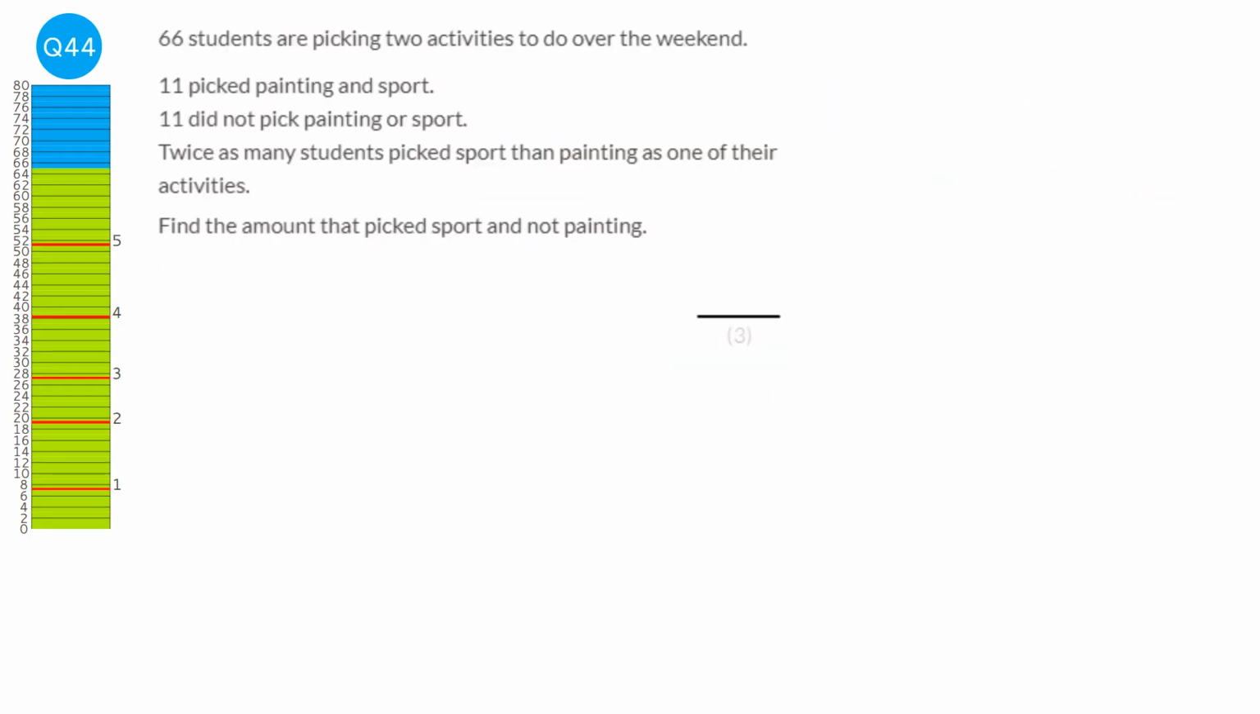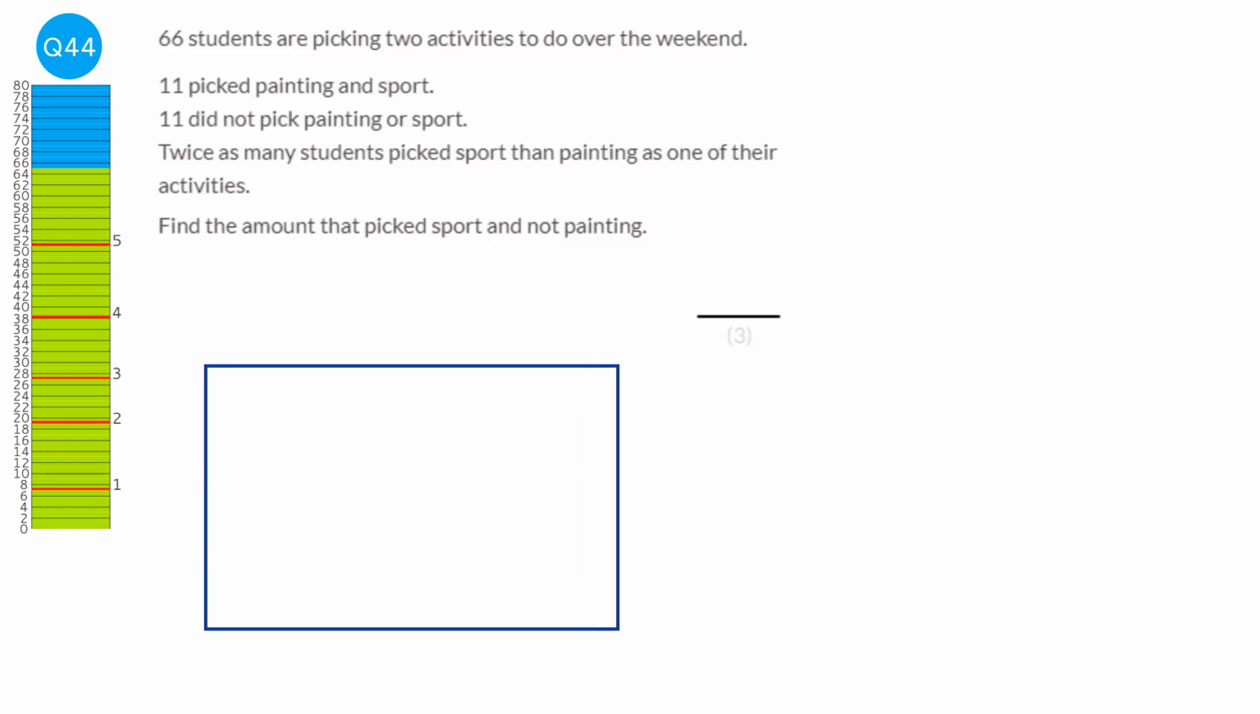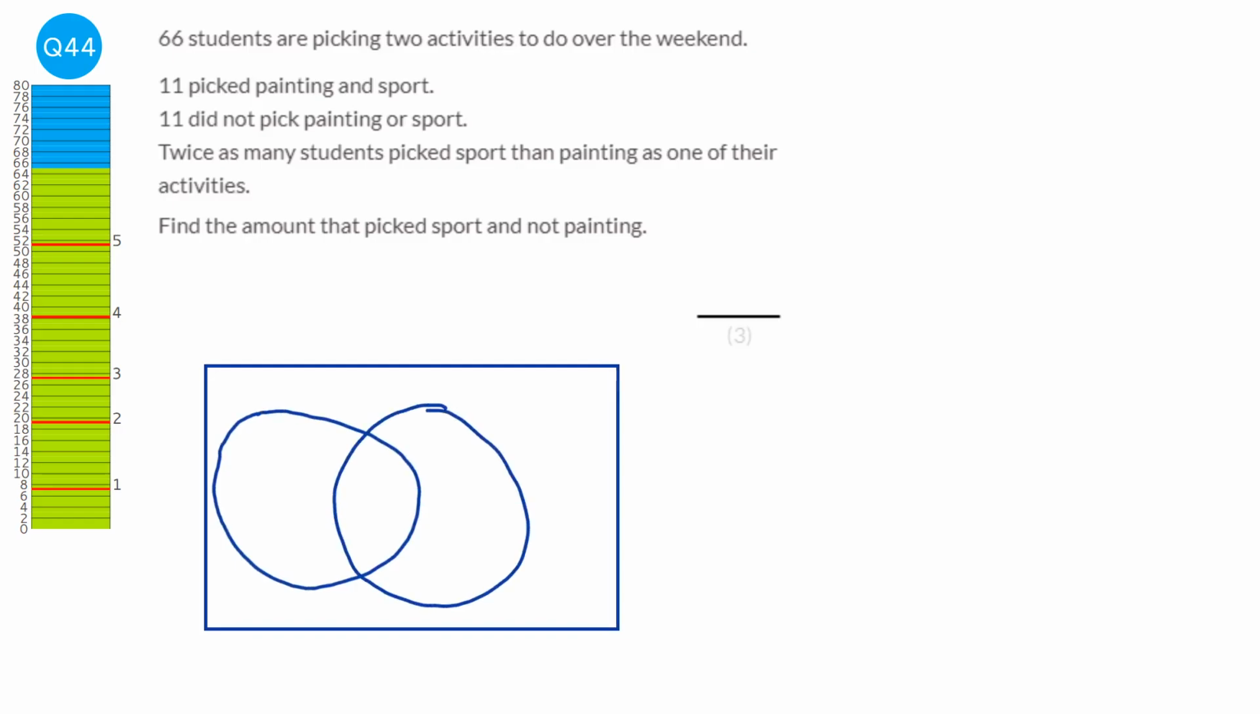2.9%. So this question will probably need a Venn diagram just to make it a bit easier. So I'm going to draw a Venn diagram. You don't need to. If you can work out how to do this question without, you can. But I think this is a really tricky question to do without a Venn diagram. So it says that they picked two activities. It was either painting, which I'll put as a P, and sport, which I'll put as an S.